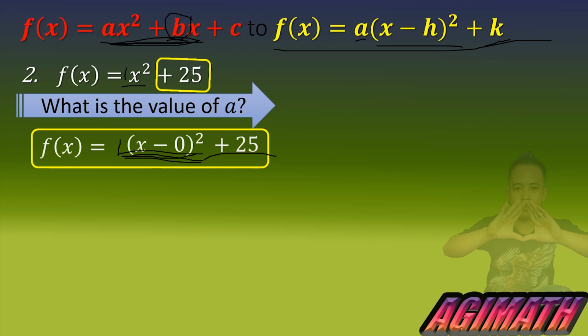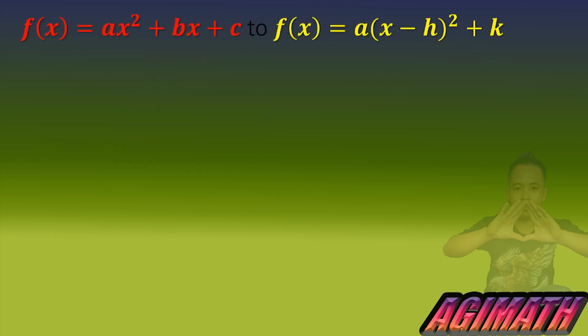Okay, let's have our third example. F of x equals x squared plus x plus 1. This time, if you look at the given, it is a complete quadratic function. You have the value for a, the value for b, and the value of c. The first thing I'm going to show you is how to transform this function into the vertex form using the method of completing the square.